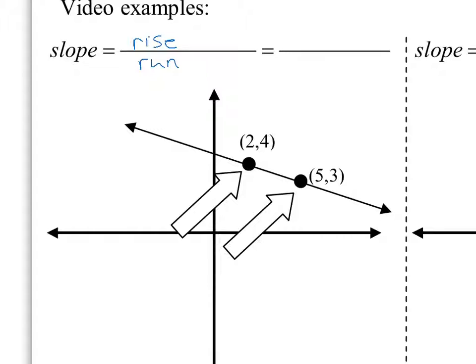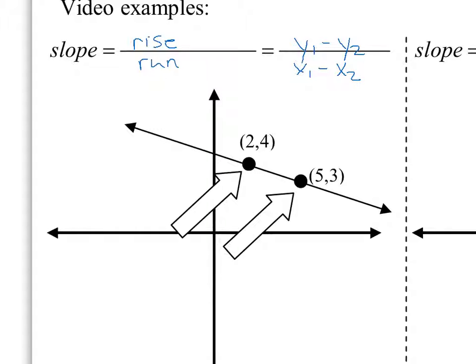And that will remind me once again that I'm talking about my y1 minus my y2, because y's are measures of how far we are up and down, our rise. And our run is our x1 minus our x2. Now, all we got to do is figure out what y1, y2, x1, and x2 are. Then we plug it in and solve. Super easy.